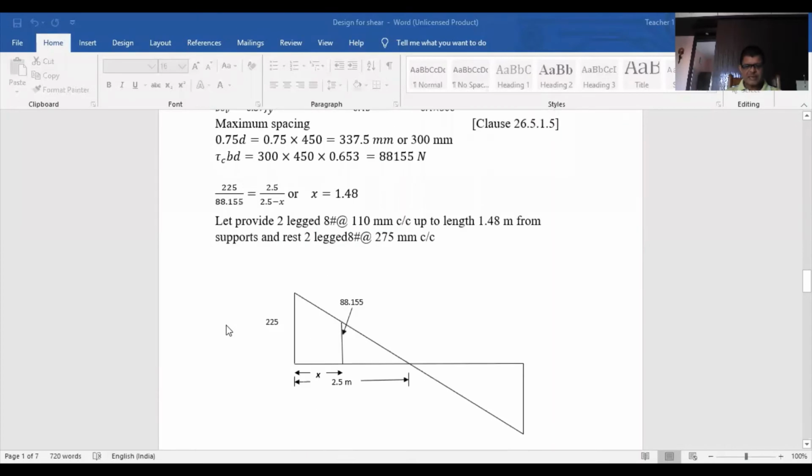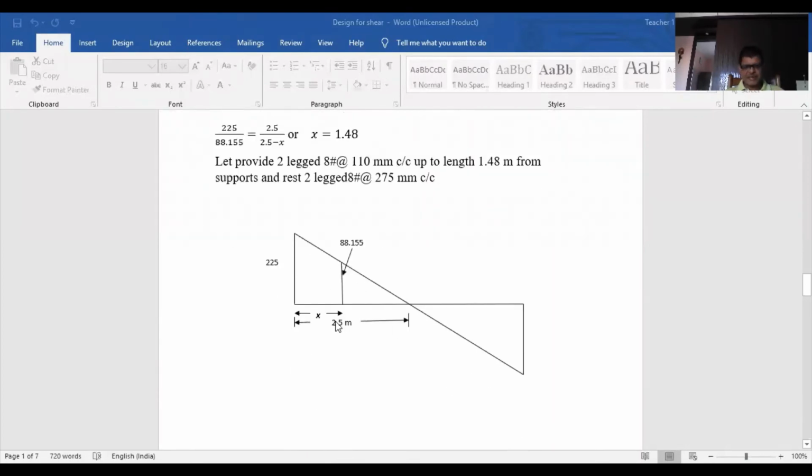This diagram is given here. This is 225. This is tau C bd. Please check. So this is your tau C into b into d. So the tau C value we have obtained, put that value here, and then b into d. This is in kilonewton, this is also kilonewton. So this is the value of x. Now we can put similar triangles: this by this is equal to this by this.